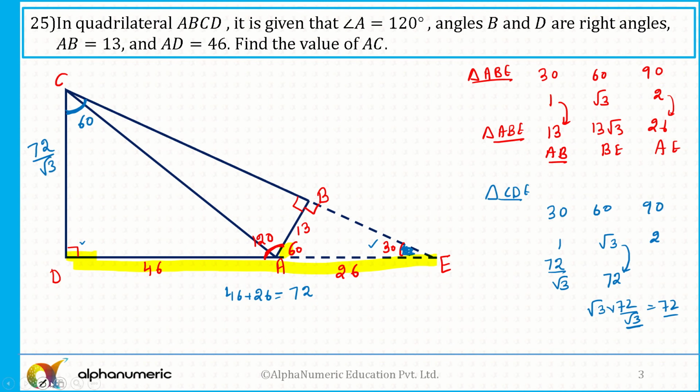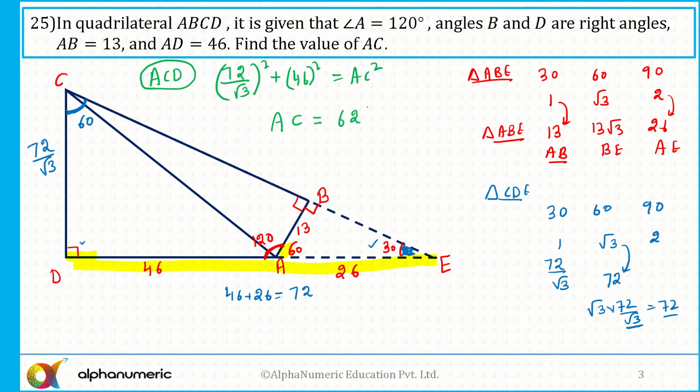Now, we can consider one more triangle. Consider triangle ACD. In triangle ACD, we can apply the Pythagoras theorem. So I can say 72 by root 3 whole square plus 46 square is equal to AC square. If you solve this, you'll get the value of AC. Just do the calculation, and after solving it you'll get the value of AC as 62. So the correct answer for this question is 62, and this is the answer.